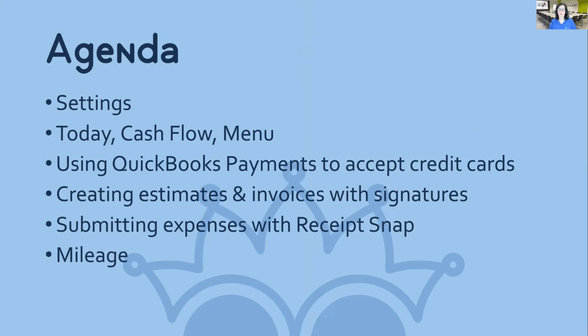On our agenda for today, we're going to take a look at the QBO app, and I'm actually going to do live demos using my iPad and my iPhone. So we're going to start by taking a look at the settings. We're going to take a look at the interface with today, cash flow, the menus. We're going to show you how to accept credit cards using the swiper, and I'm actually going to swipe a credit card live on the air. I'm going to show you how to create estimates and get signatures on them. We'll talk about submitting your expenses and mileage, like all the different really cool things that the QuickBooks Online app does that you don't get out of just using it through a browser.